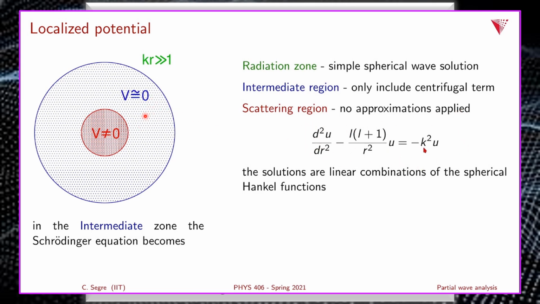Outside of that, we have what's called the intermediate region. This is where we can approximate the potential to 0 in its effect, and we only need the centrifugal term, this thing here. And then outside, where kr is much greater than 1, we have the radiation zone. This matches with what we saw back in Griffiths' electrodynamics book, so this is pretty cool.